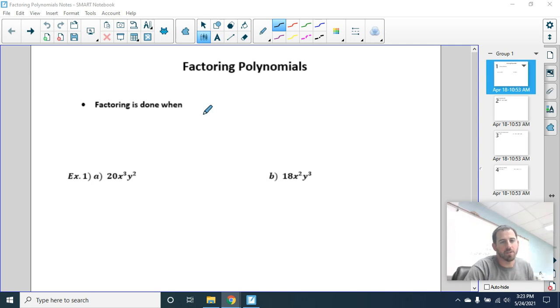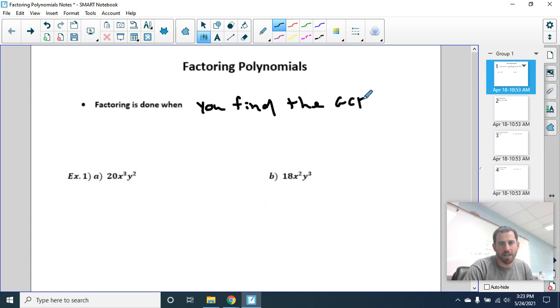So, factoring polynomials. This is kind of a big part, but it is the first step into factoring multiple polynomials and things like that, which you'll see when we get there. Right now, we're just working on factoring. Factoring is done when you find the greatest common factor.